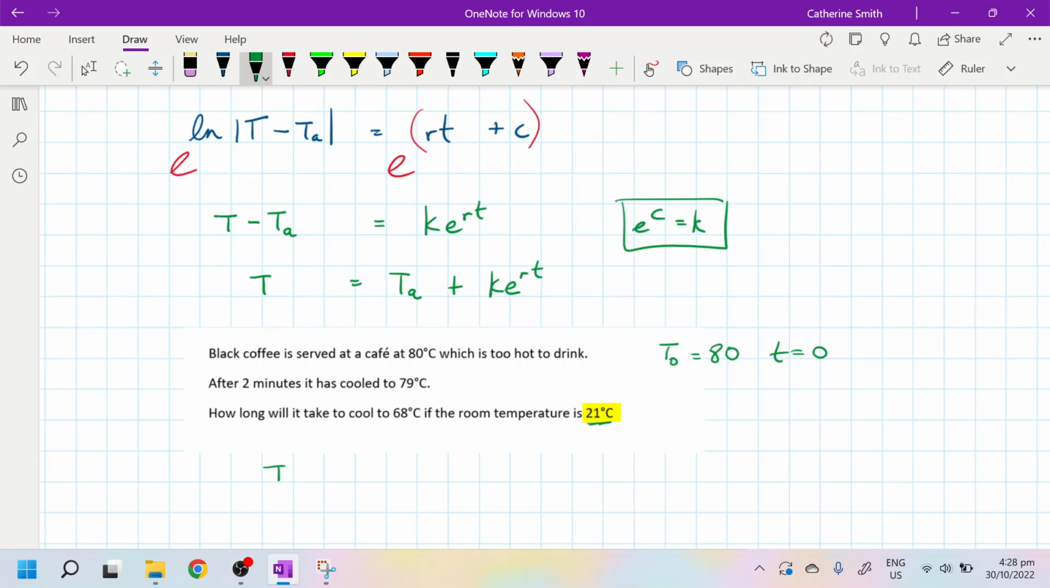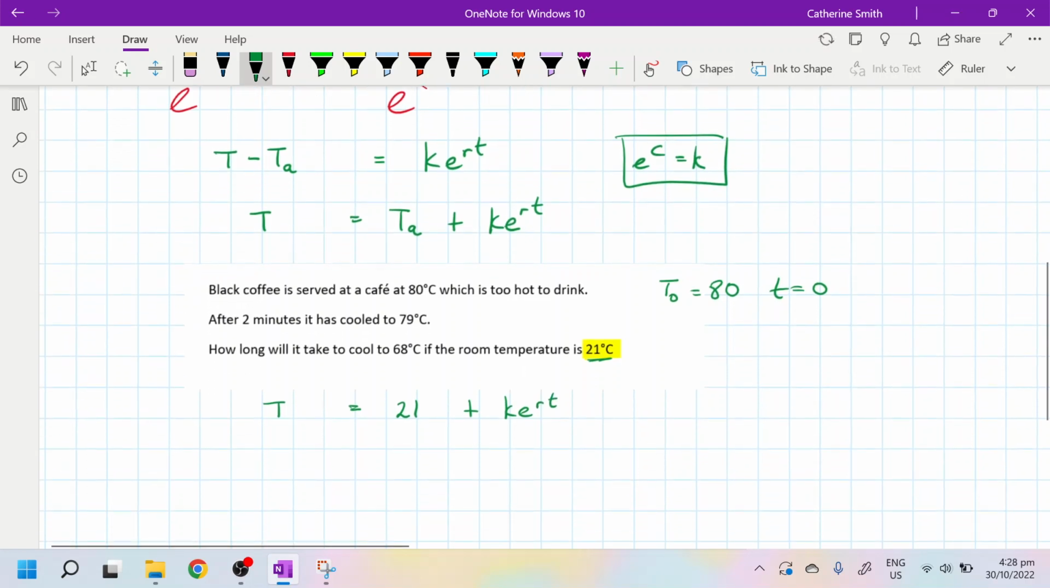I was thinking, what's missing? We need to put the 21 degrees in for the ambient temperature plus Ke to the rt. So we are given that at time t equals 0, we have 80 degrees for the temperature of our coffee. 80 equals 21 plus Ke, and that'll be e to the 0. So 80 equals 21 plus K.